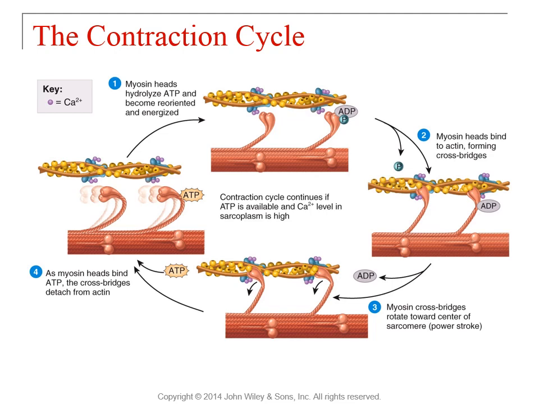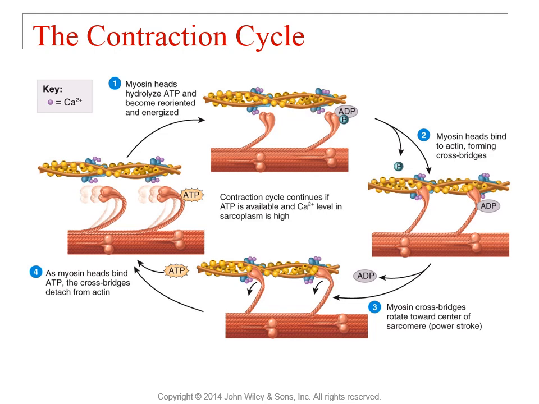Once the myosin head disposes of the phosphate, it will bind to actin and form what's called a cross bridge. There's been no conformational change yet to the cross bridge of the myosin head. At stage 3, it will eject the ADP, and that causes the power stroke, where the myosin cross bridge rotates towards the center of the sarcomere, towards the M line, and pushes, or actually I should say pulls, the actin filament towards the center of the sarcomere.